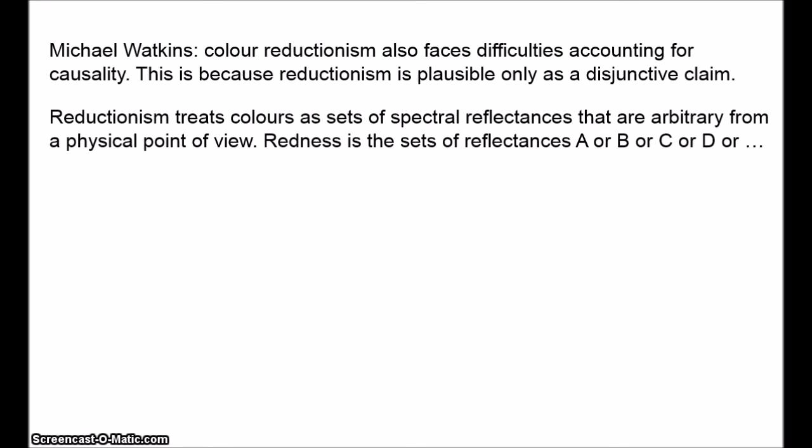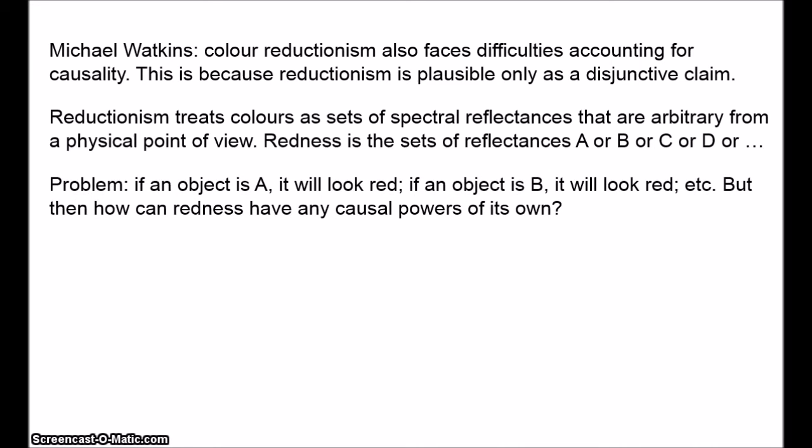But it's very difficult to explain how disjunctive properties can be causally efficacious. So take redness. Redness is the set of reflectances A or B or C or D, etc. Redness is the name of this whole disjunctive property. So the problem is, if an object is A, it will look red. If an object is B, it will look red. If an object is C, it will look red, and so on. But now, how can the disjunctive property of redness have any causal powers of its own? The causal powers of redness are simply the causal powers of each of its disjuncts.